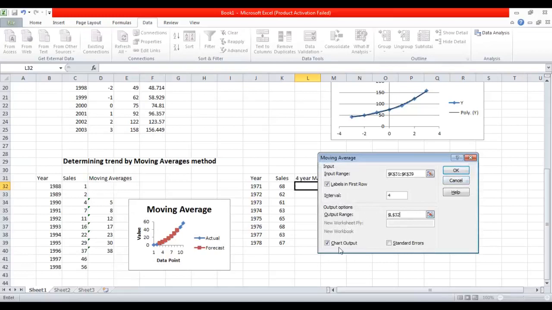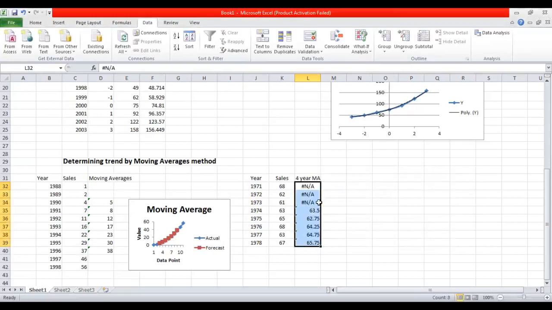Next is chart output. I'm not considering chart output here. I'll consider the chart output for the centered moving average values. Okay, so we get these values. If you observe, remove these values. So these are the moving averages.